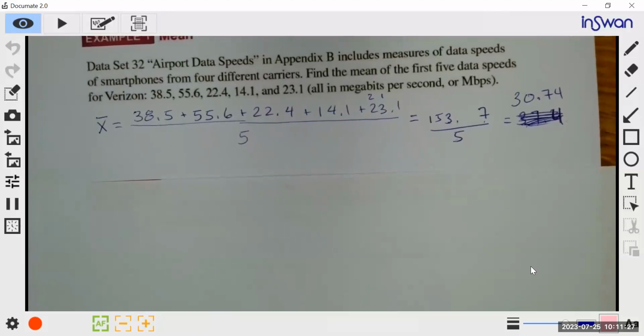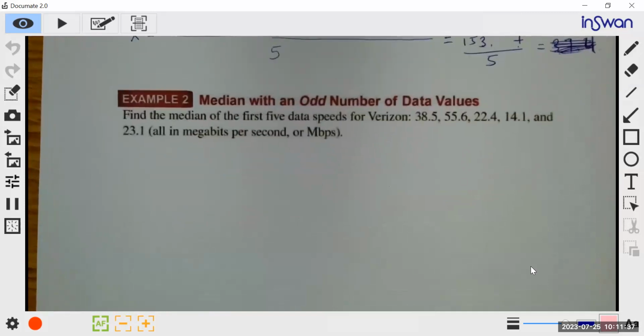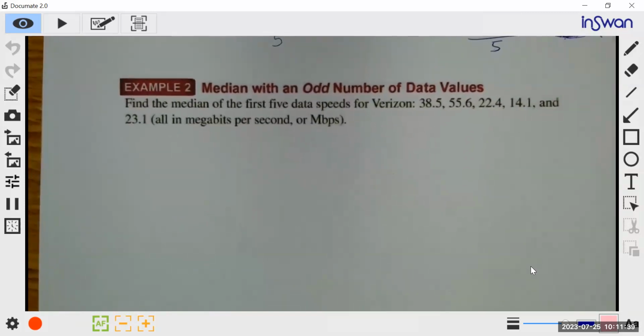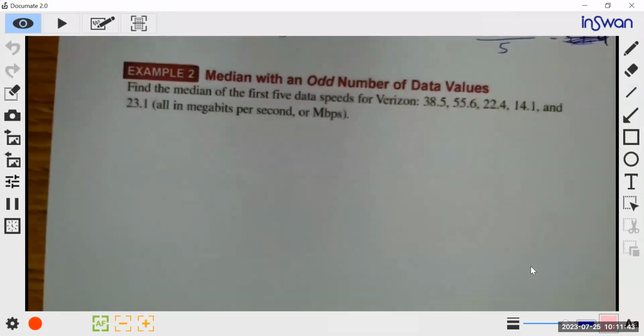Pretty easy. Yeah, these are small data sets too. So as we get bigger, of course, I'm expecting y'all to use software. Here's another example. Find the median.